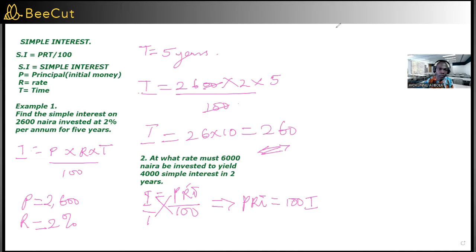So in that case, let me divide this page and see. No, don't do that.